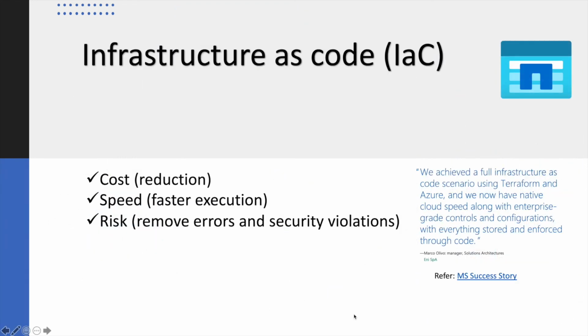To wrap up this video, let's look at the benefits of IAC. There are three main benefits. 1. The cost. Reduction in cost by using automations. 2. The speed or agility. We could create or destroy infrastructure using a single Terraform command. 3. The risk. Removes errors and identifies security issues by using proper version control.